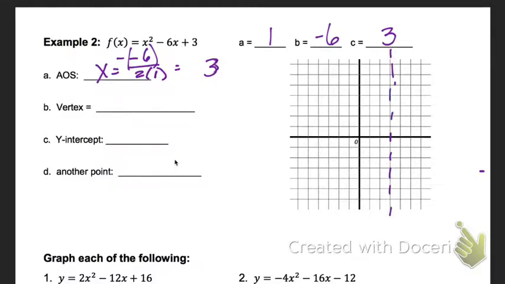Then my vertex, I'm going to plug in 3 into the equation. So 3 squared is 9 minus 18 plus 3, which would be negative 6. Is that right? So I'm going to plot a point at 3, negative 6.